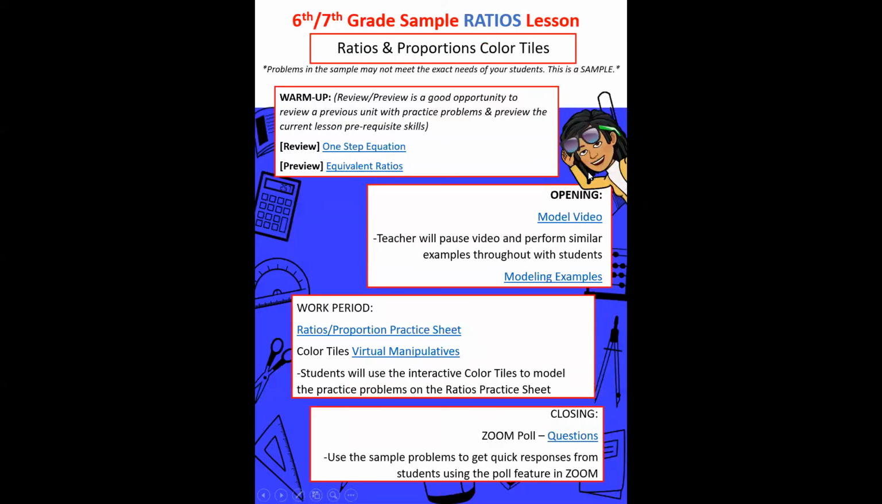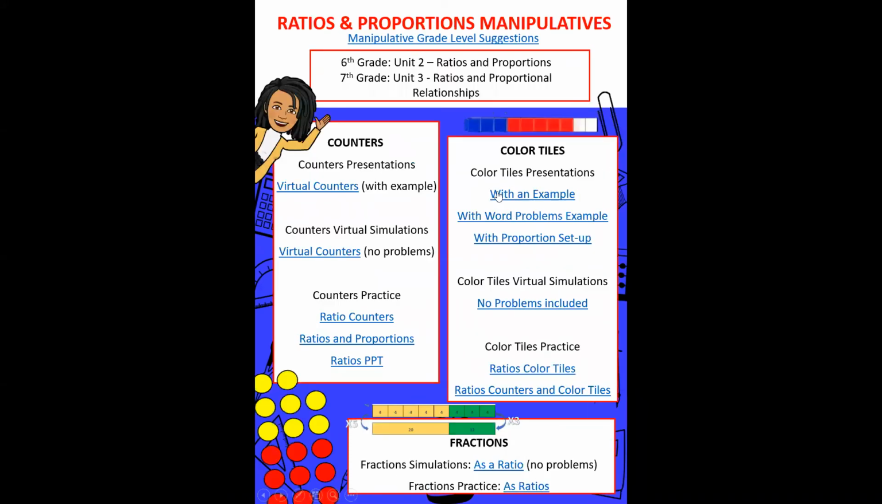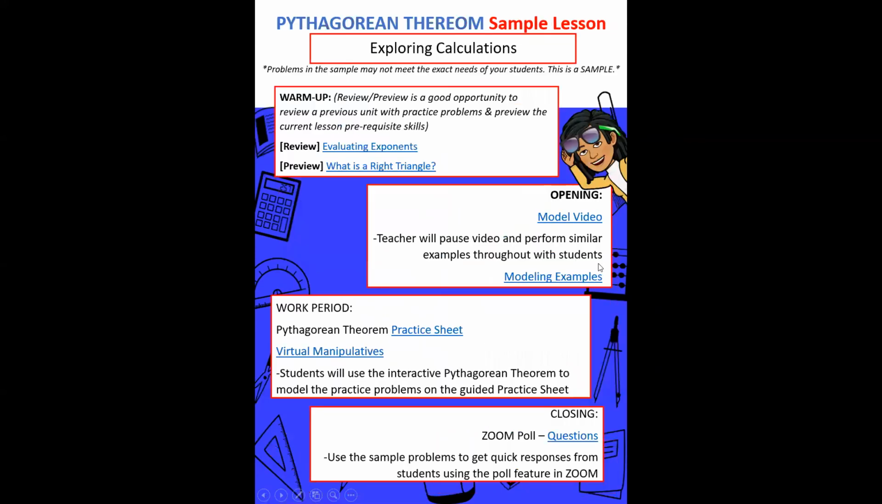On the Canvas course, it is also a ratio sample lesson where it gives a warm-up, an opening, work period, and closing as well. And for ratios, you can use counters, you can use fraction bars, and you can also use color tiles to represent your ratio and proportions. So here we have some presentations. We have some with examples, some with practice problems, and some are just simulations that you can use with your own problems.